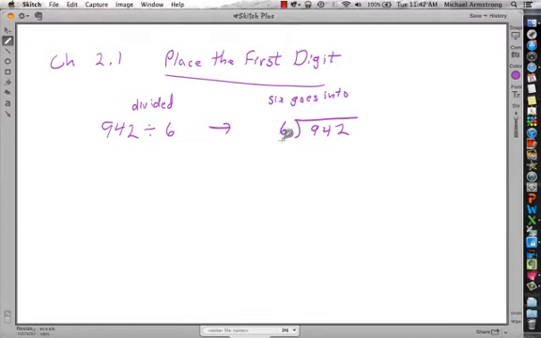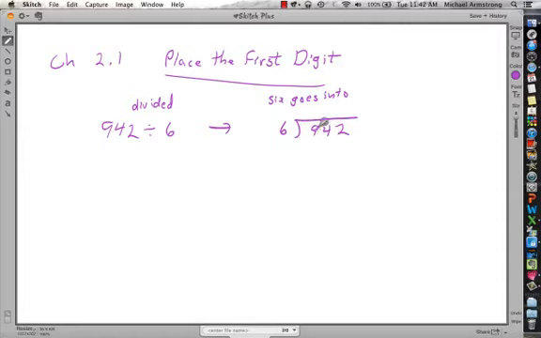6 is the divisor. 942 is the dividend. It's what's being divided. And our quotient is the answer. Okay, so first of all we have to say, does 6 go into 900? It does. And that's really what placed the first digit. If this first number is bigger, then we can go into it. If it's smaller, then we can't.